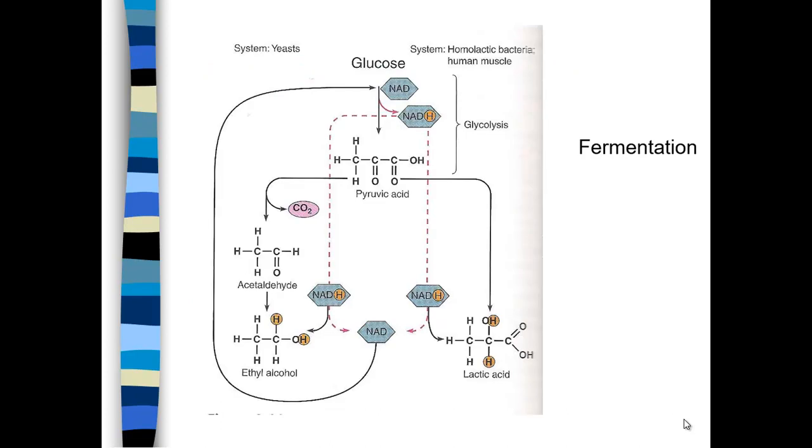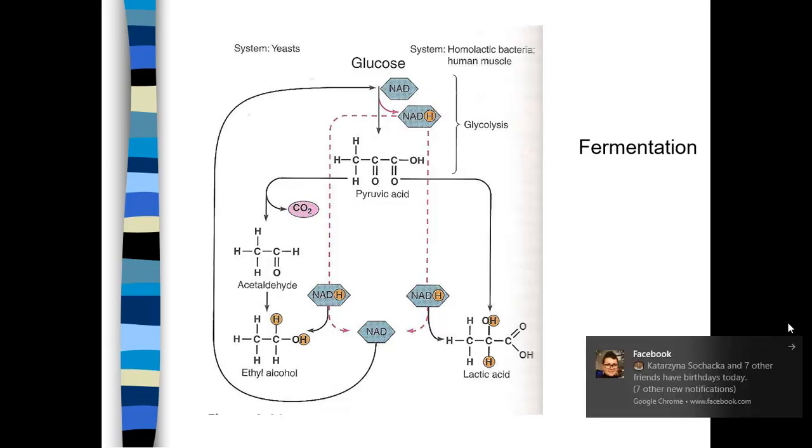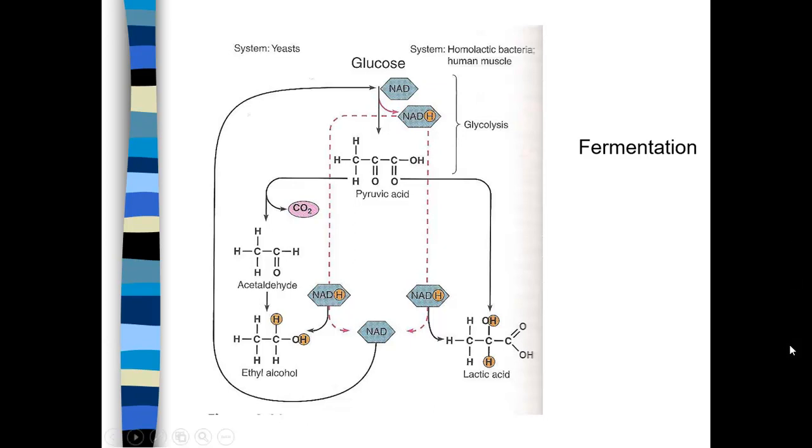Also, in the absence of a terminal electron acceptor, glucose will ferment directly, and it will incompletely oxidize into either ethyl alcohol or lactic acid. Lactic acid will occur in homolactic bacteria as well as in human muscle. Alcohol will occur in some bacteria and also yeast.